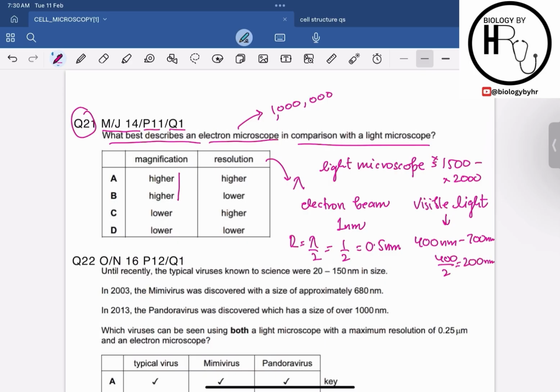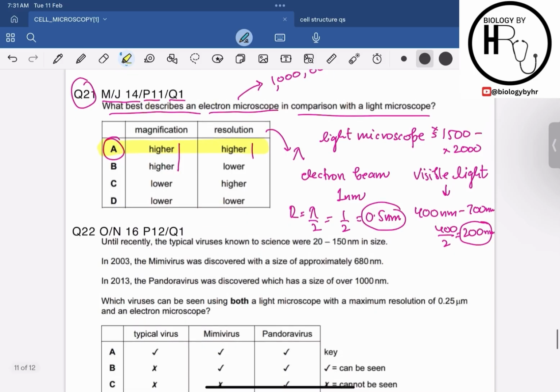which means that the 2 points will have to be at a distance equal to 0.5 nanometers or greater to be visible as separate points, right? And for the light microscope, it must be 200 nanometers or greater. So hence the resolution will be much better with the electron microscope, right? Hence the correct answer over here would be option A, that both the magnification and the resolution are higher for the electron microscope than the light microscope. I hope that you got it.